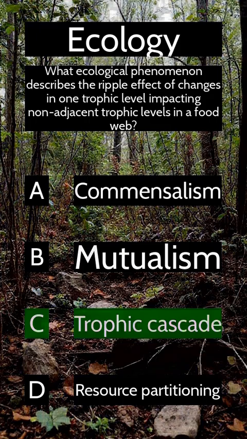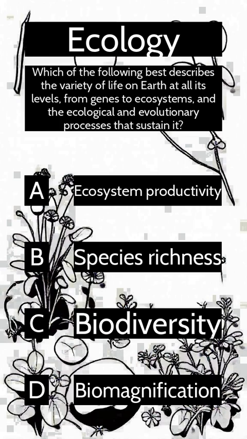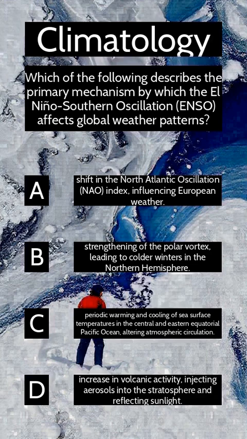Answer C. Trophic cascade. Which of the following best describes the variety of life on Earth at all its levels, from genes to ecosystems, and the ecological and evolutionary processes that sustain it? Answer C. Biodiversity. Which of the following describes the primary mechanism by which the El Niño Southern Oscillation, ENSO, affects global weather patterns?